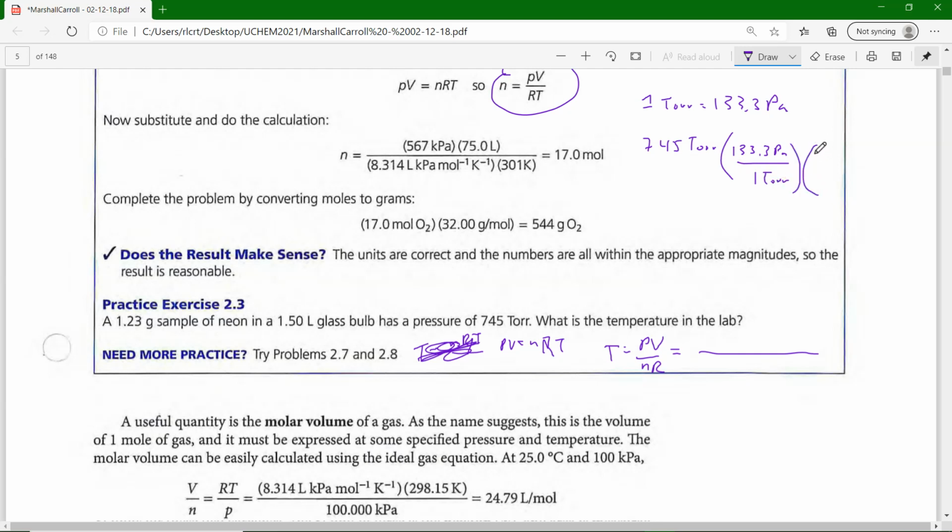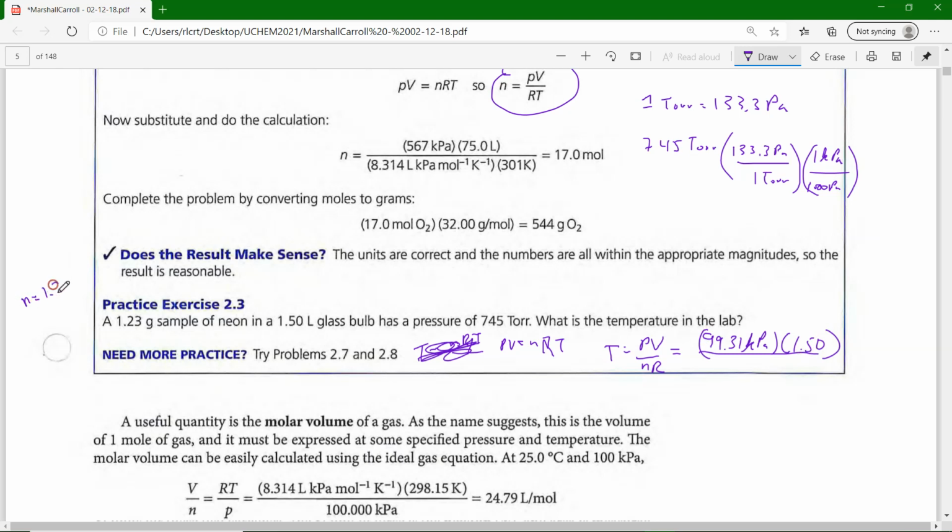and let's go to kilopascals. 1 kilopascal is 1,000 pascals. So 745 times 133.3 divided by 1,000 is 99.31 kilopascals. So 99.31 kilopascals times a volume of 1.5 equals n times RT.